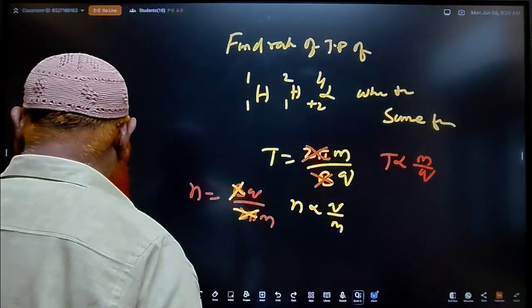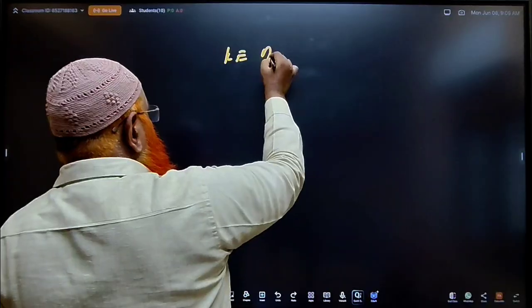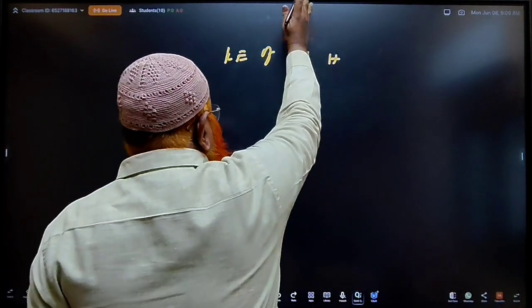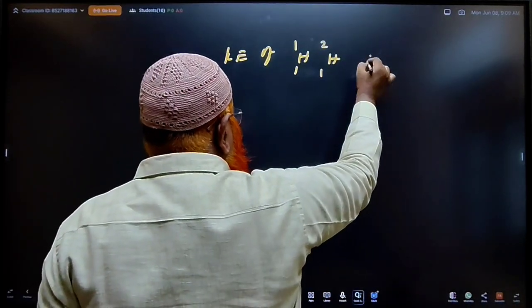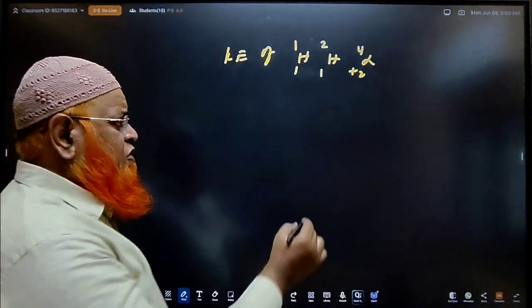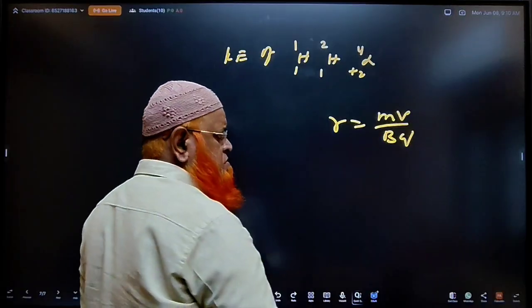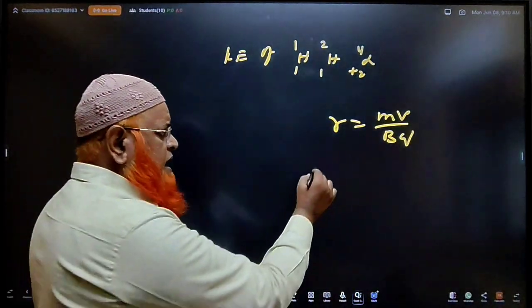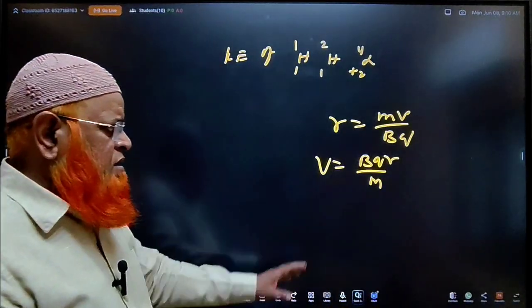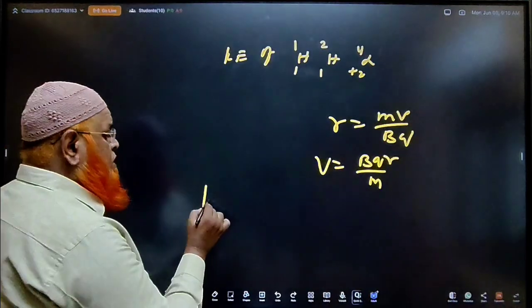Now, see here, how to find out the kinetic energy. Kinetic energy of hydrogen 1 1, deuterium, and alpha particle plus 2 and 4. Kinetic energies, how do you find out? The same formula we use, R is equal to mv by bq. And here V is equal to bqr by m. Am I right or not? Take V from that, and you just find out what is the kinetic energy.